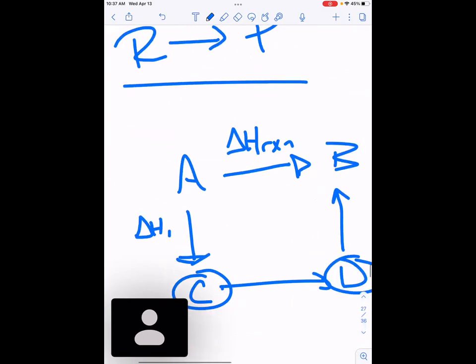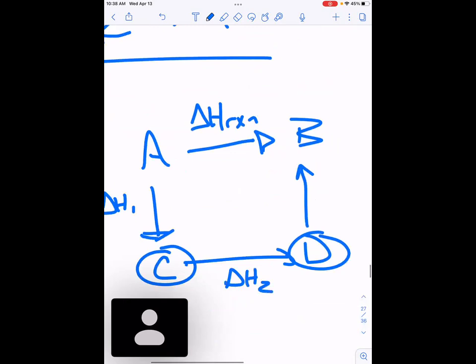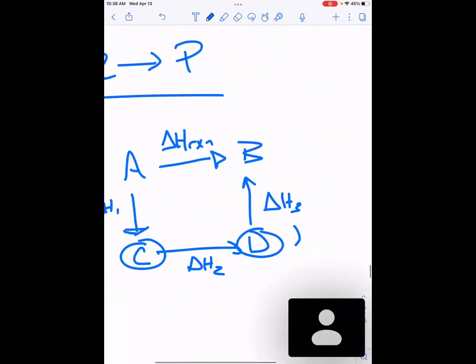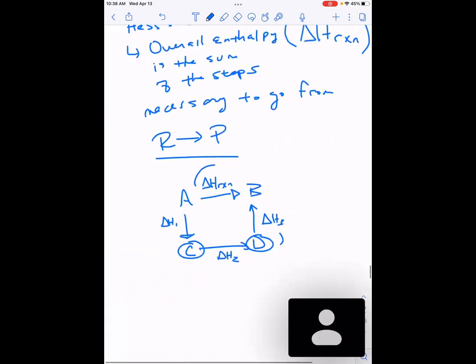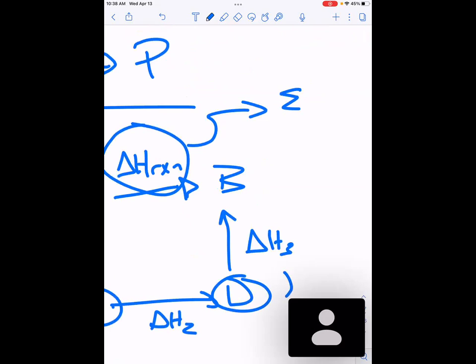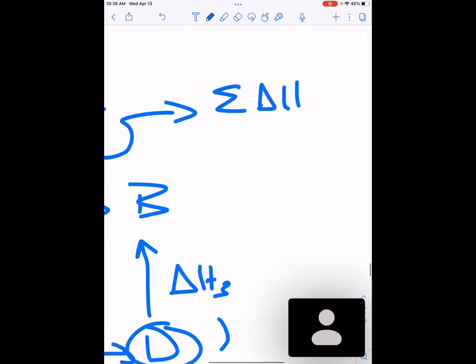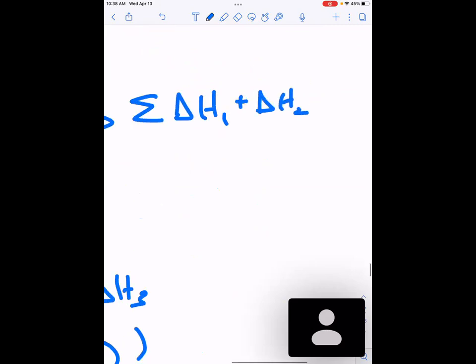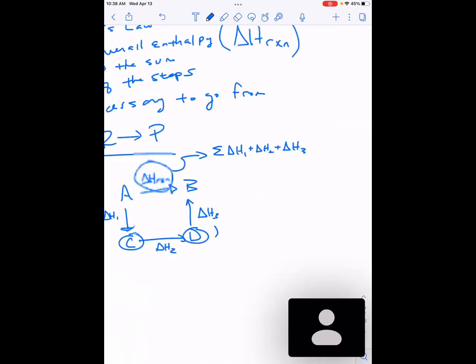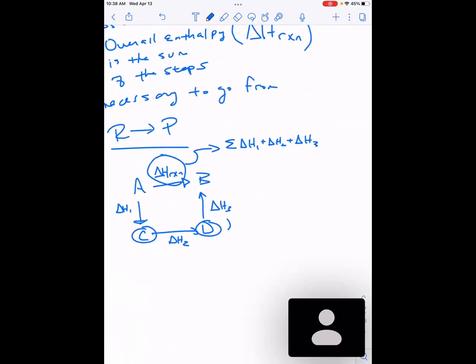So that's delta H1, this is delta H2, and this is delta H3, right? Each one of those steps is going to have its own enthalpy. The overall enthalpy is going to be the sum of the 3 steps necessary to get to B. And that's all it's saying.